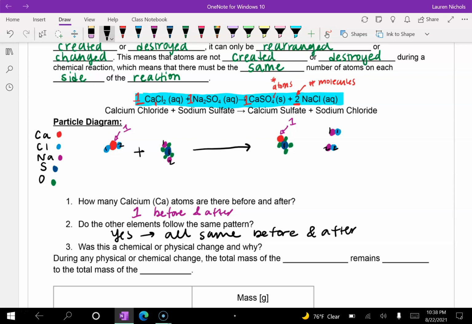Now, when we think about whether this was a physical or chemical change and why, notice here my calcium is bonded to chlorines, but on the product side, my chlorines are bonded to sodium. So from here to here, new bonds were created. You had to break the bond between the pale blue and the red in order to get pale blue and purple together. New bonds means a chemical change.